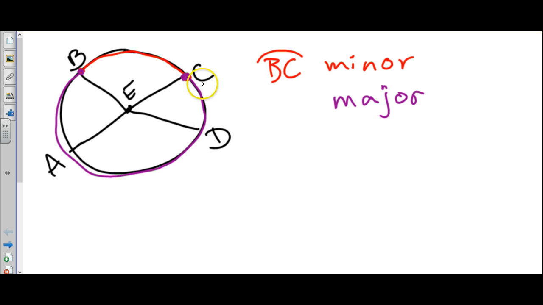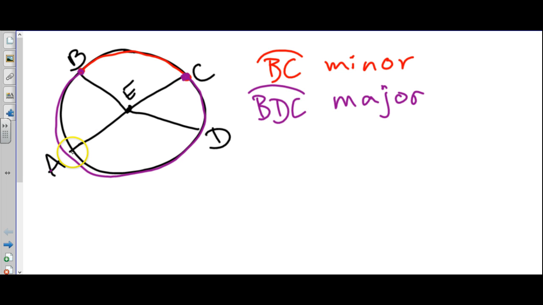If it's a major arc, you've got to use three letters, so I could call this BAC. I still have to use the start and the finish, but I can use any of the middle letters, so I could say BDC. So BDC or BAC, I could call that our major arc.